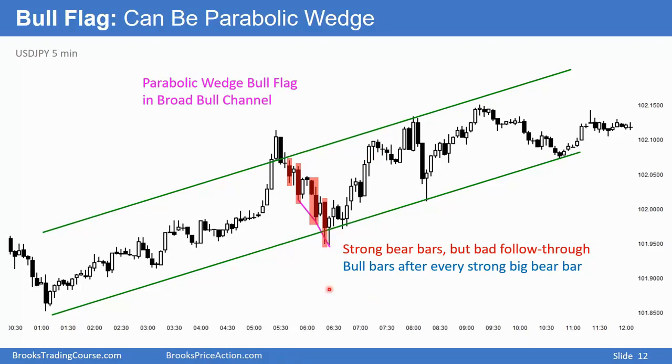Bull bars after every big bear bar. That is not how bear trends look. That is how a bear channel that's about to have a bull breakout looks. Bear channel, bull flag, chances are you're going to get a bull breakout. Again, 50% pullback in a bull trend, probably a parabolic wedge bull flag.